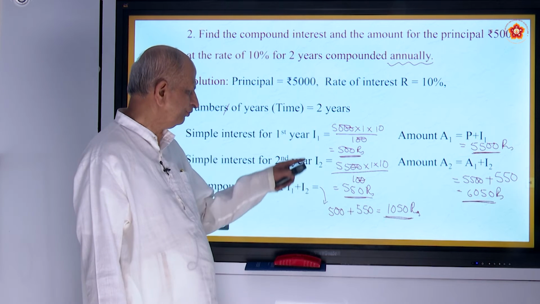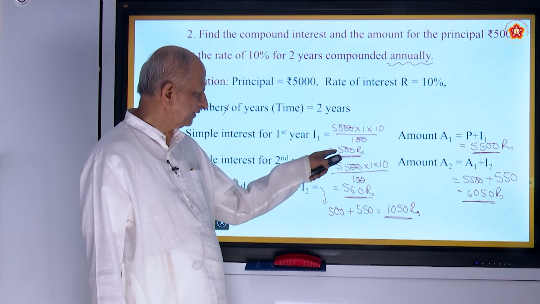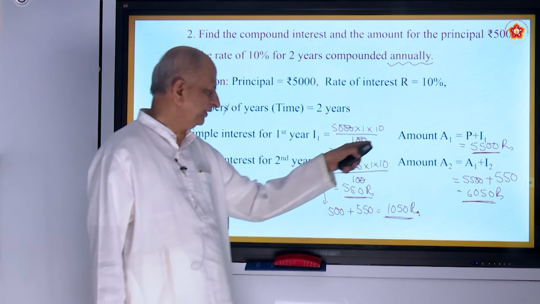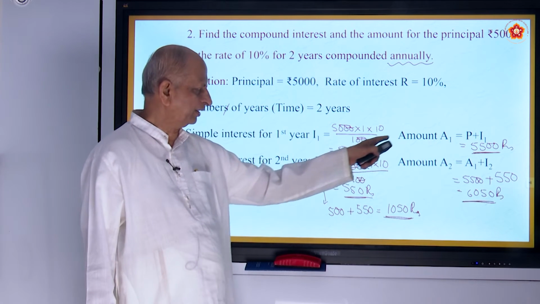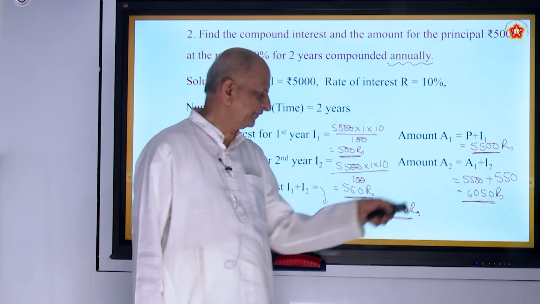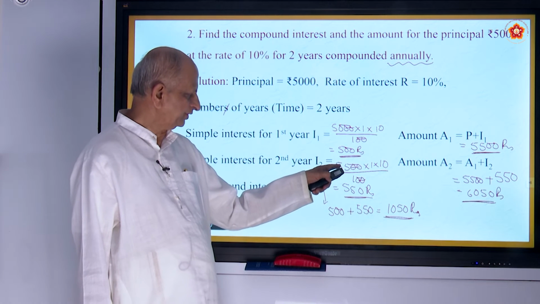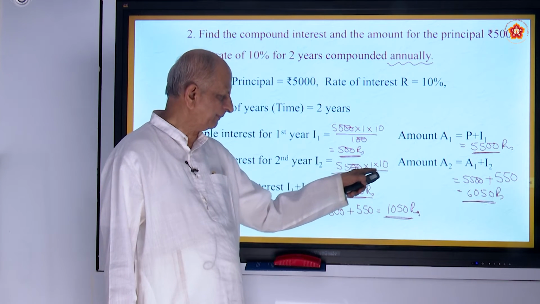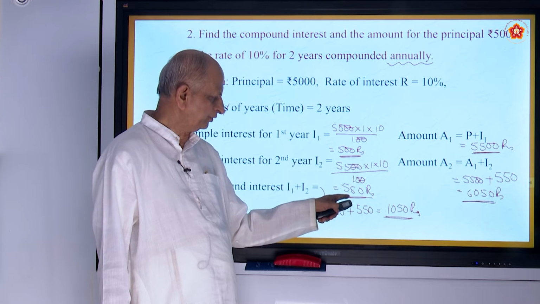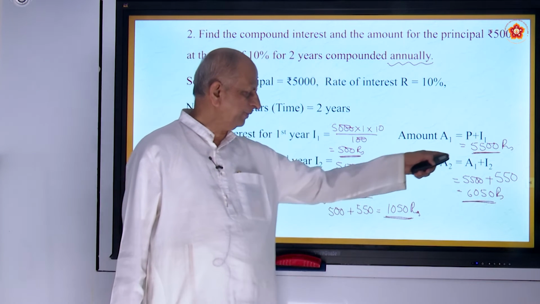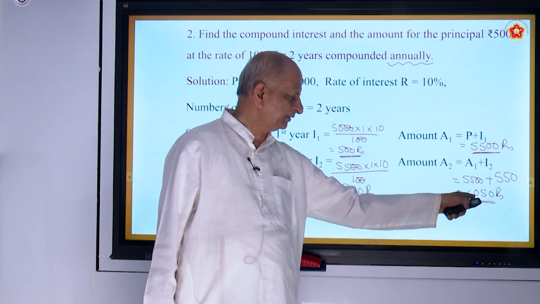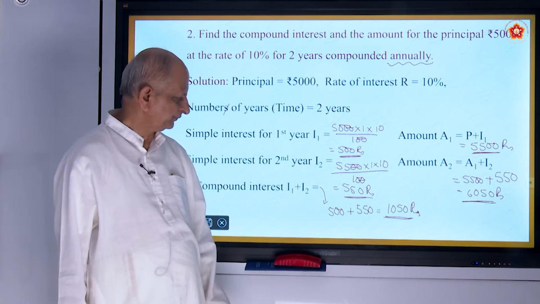So what you have to do? You must find the interest for 1 year. That should be added to the principal. That will be the principal for the second year, what you call the amount for the first year. That amount is taken as principal for the second year, into T into R by 100. That comes to 550 rupees. And that is to be added to the previous amount. 5000 plus 550 becomes 6050.